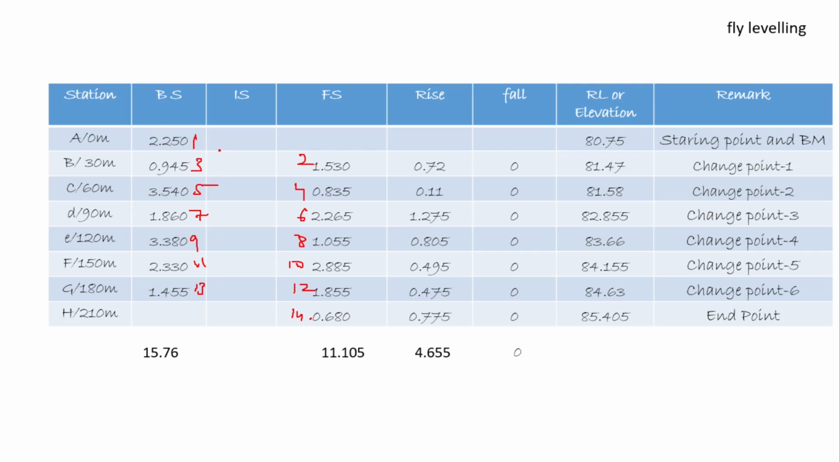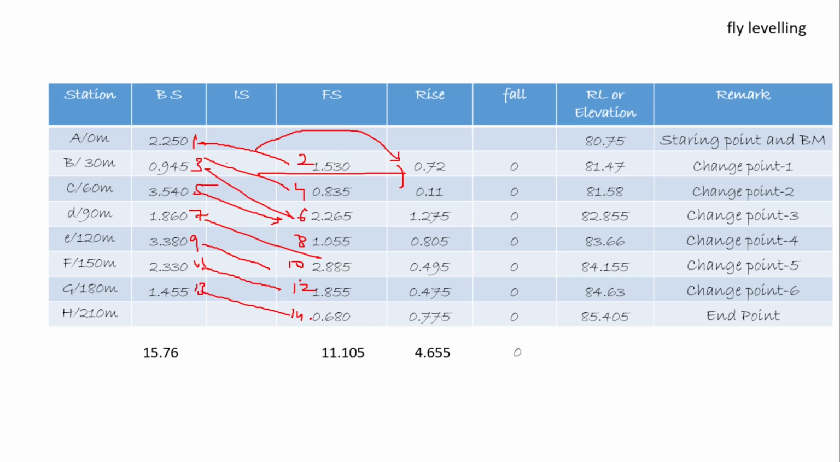Now the rise and fall: we have to find out rise and fall. The difference between these two will be either rise or fall. The difference between 3 and 4 will be the rise or fall of the next station. 5 and 6 we will compare, 7 and 8 we will compare, because these are different setups. So we will see whether it is rise or fall. You can see here all the differences are coming out positive.